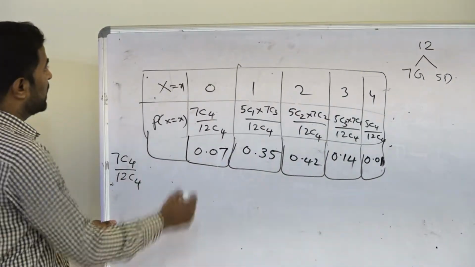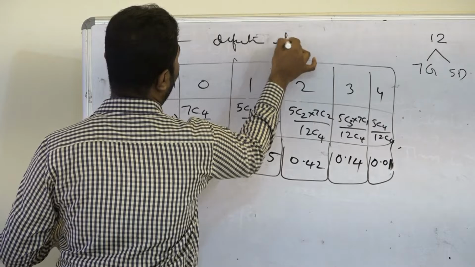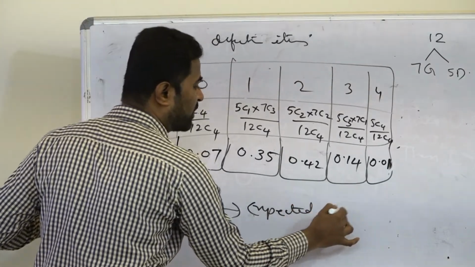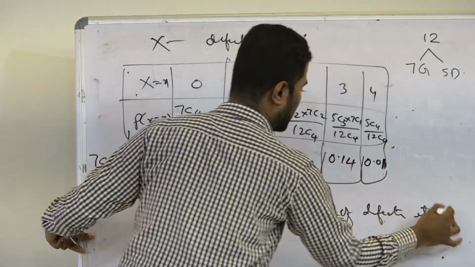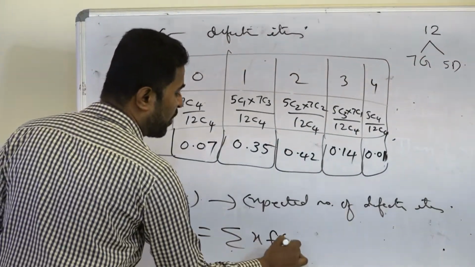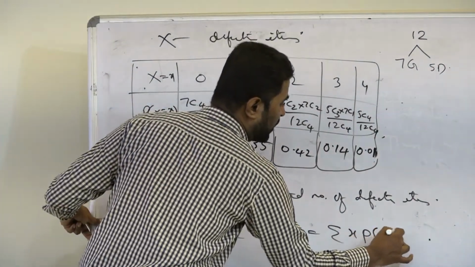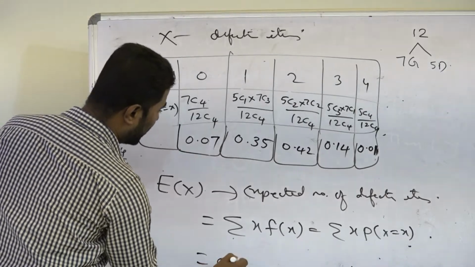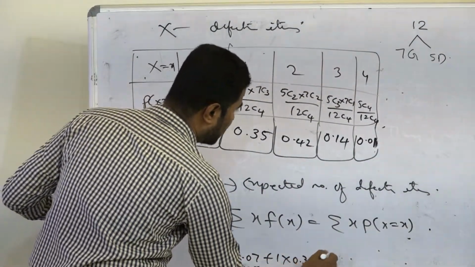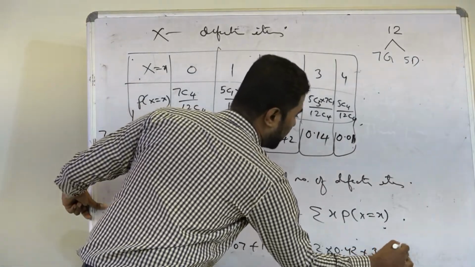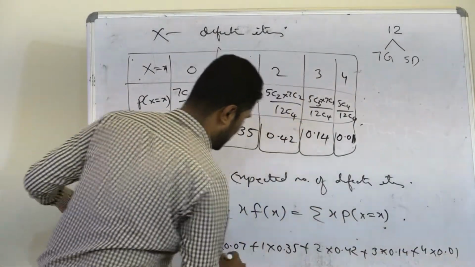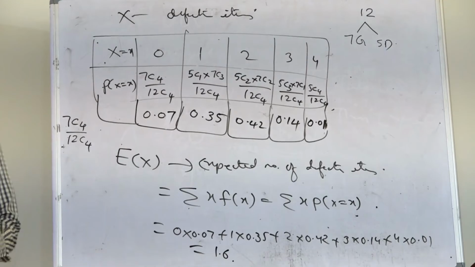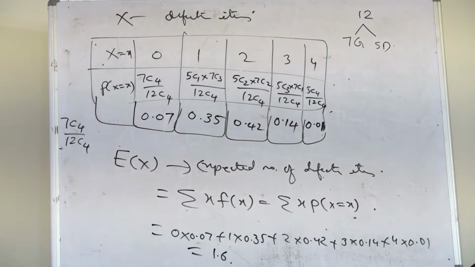Then the next is 0.14. If X represents defective items, then E of X represents the expected number of defective items, which is given by summation x into p of x. This into this, this into this, and so on. So that becomes 0 into 0.07, plus 1 into 0.35, plus 2 into 0.42, plus 3 into 0.14, plus 4 into 0.01. That will become the expectation 1.6, the expected value of defective items.